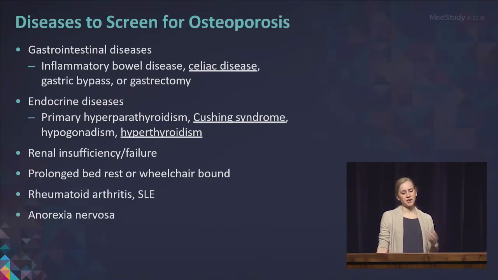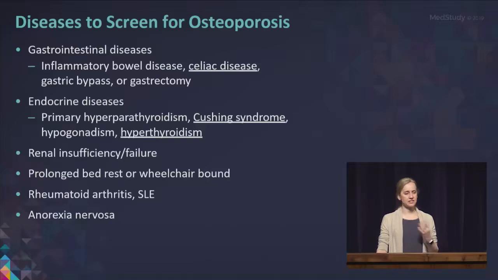So when do we screen for osteoporosis? The first thing to think about is the GI diseases. Like I mentioned, celiac disease, but also gastric bypass and gastrectomy. More and more of our patients are having these procedures as young people because of the obesity epidemic, and as they get older, most of them are going to need to be screened for osteoporosis as they go through menopause.